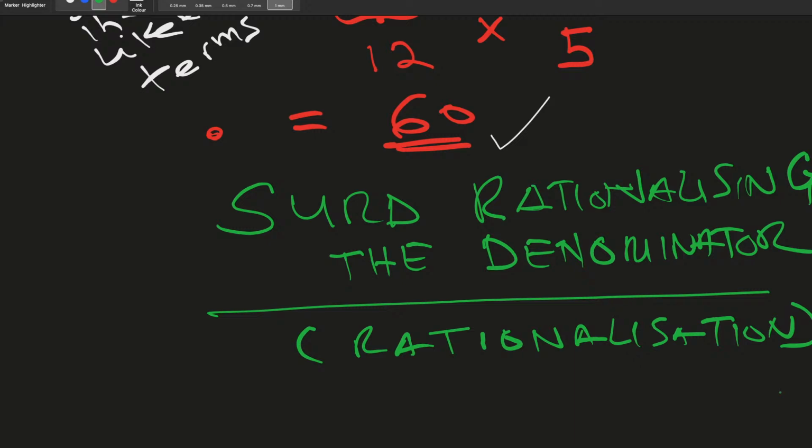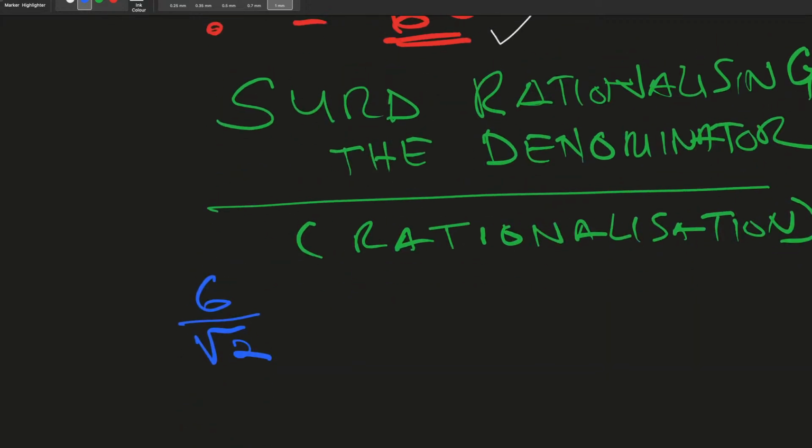Okay, rationalization. What we say in rationalization is not anything new. And I'm going to show you why we say we should rationalize something. So, for instance, if I have a question like this, if I have 6 divided by root 2, and they say I should rationalize this, all what it means is I have to multiply this value by 1.